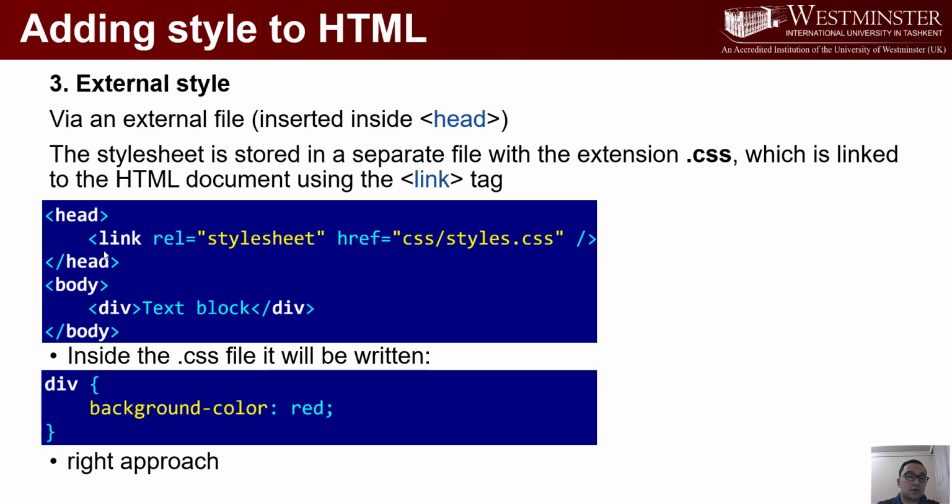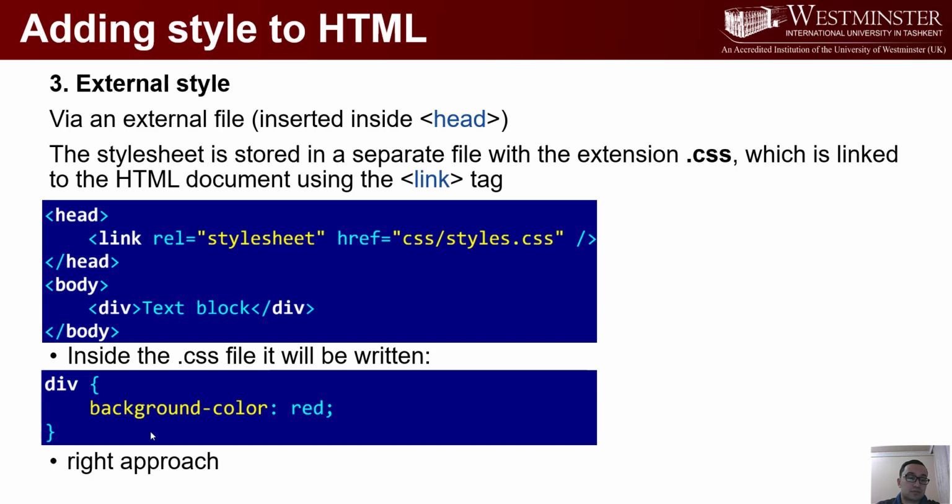Inside the head tag you will write link, and you will define rel stylesheet because you are using a style sheet element, and you will define the path. You will define where exactly your CSS file is located. In my case, my styles.css file is located in the folder CSS, and its name is styles.css. So you will write href css/styles.css. So whatever style you want to apply, you will write in that .css file.